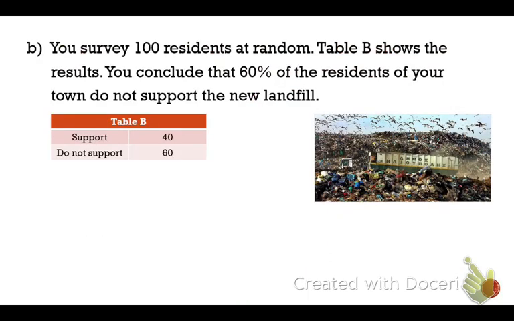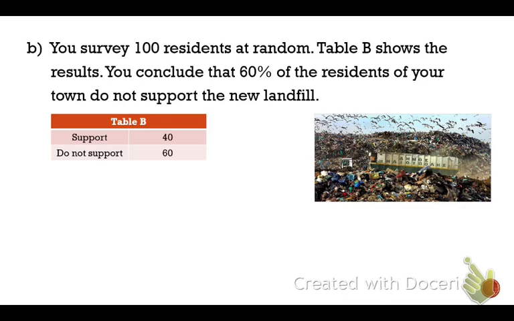For this one, you survey 100 residents at random. Table B shows the results. You conclude that 60% of the residents of your town do not support the new landfill. All right, so out of 100 people, who does support it? 40. Who does not support it? 60. So what do you think at this point? Does this seem valid or not valid? Valid. Okay, who can explain to me why you think it seems valid?